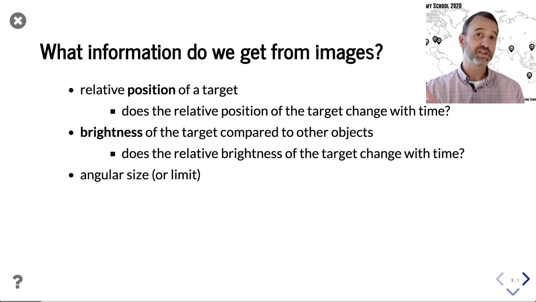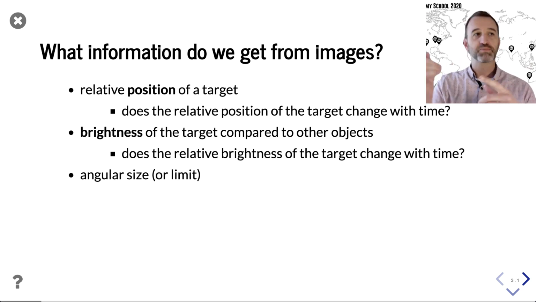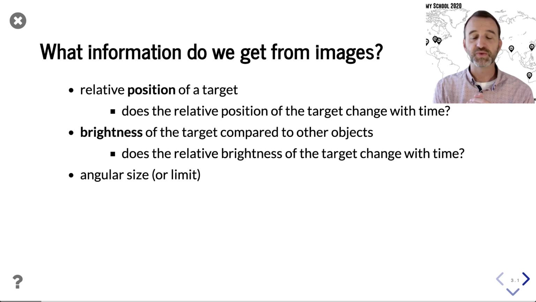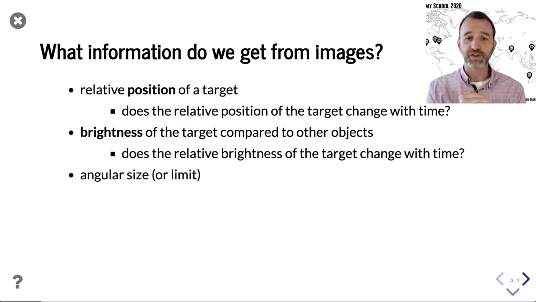You can, of course, look at the image and say, hey, this thing is brighter than that thing. And again, there's some information that's being conveyed by that. Maybe one of those objects is closer, maybe one is farther away, but you're learning something about the relative differences between those targets. And you can look at how it changes over time. Maybe one of those objects is getting brighter and fainter over time. That's telling you something about the physics of that object.